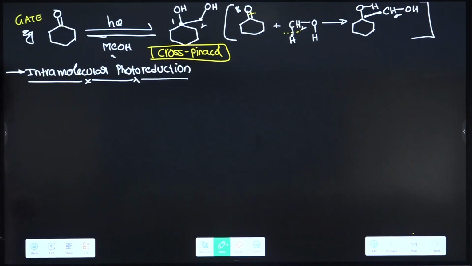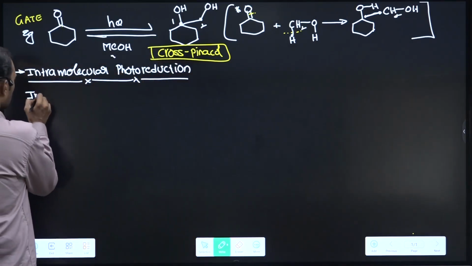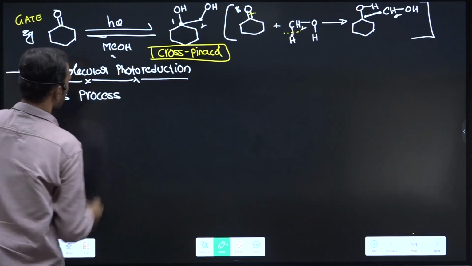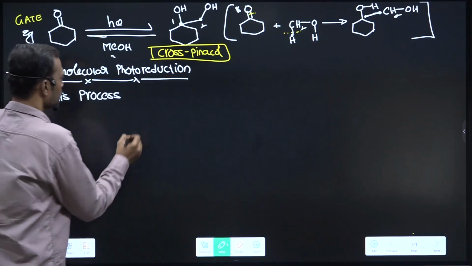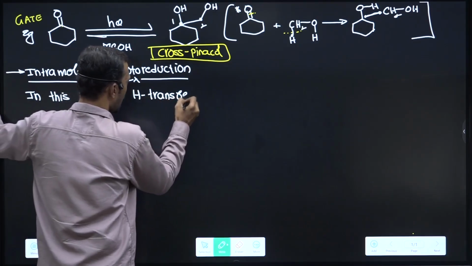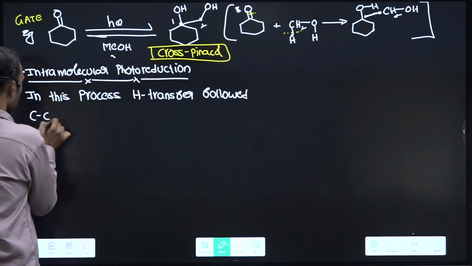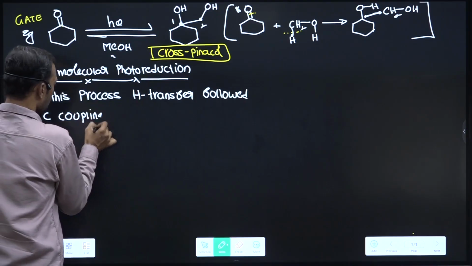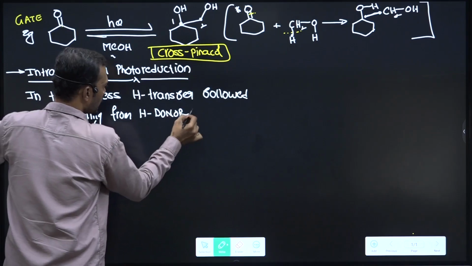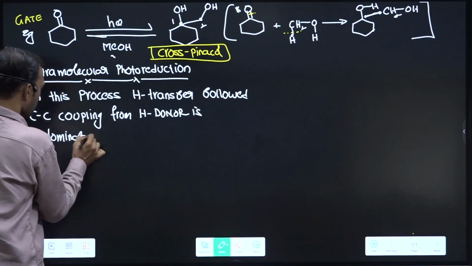Intramolecular photoreduction. Now, in this process, hydrogen transfer followed by CC coupling from the hydrogen donor is the predominant product. It is the predominant product.